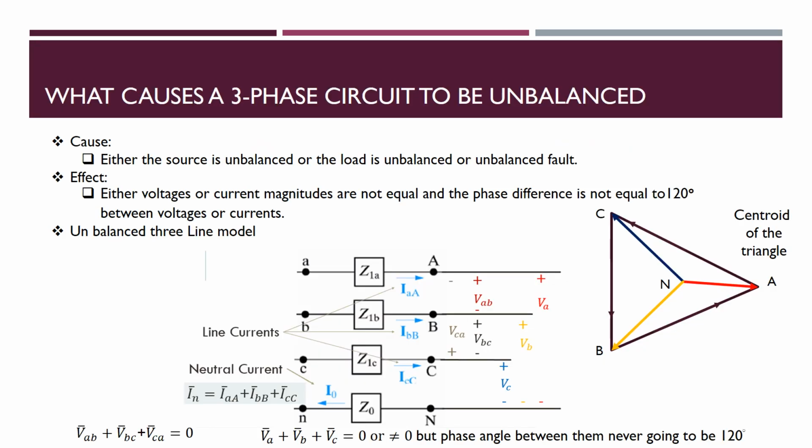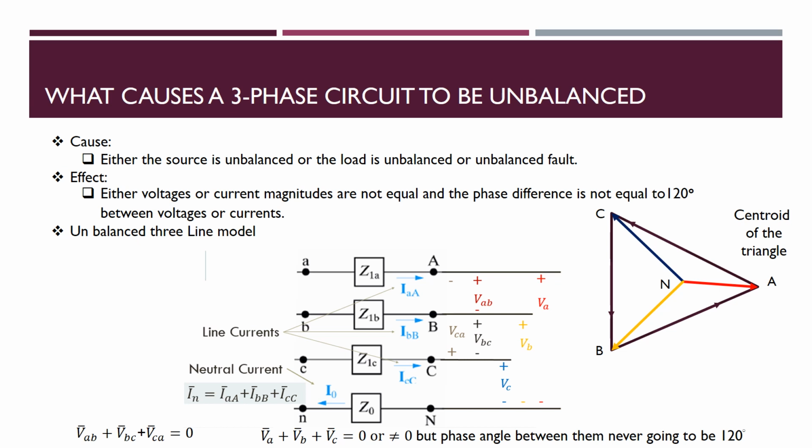So we will see the causes of the three-phase unbalanced system. What are the causes of being unbalanced, and what are the effects of this unbalanced system? The cause of an unbalanced system is either source unbalance or load unbalance. Because of that, the line voltages and line currents will not be equal to each other, and will not have a 120 degree phase angle shift from each other.